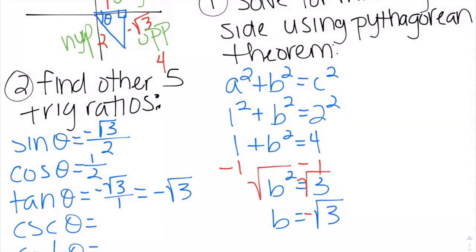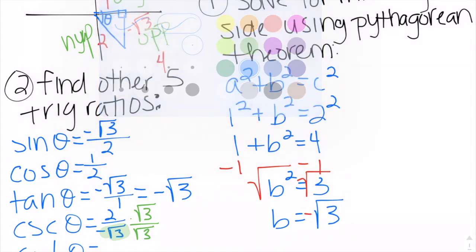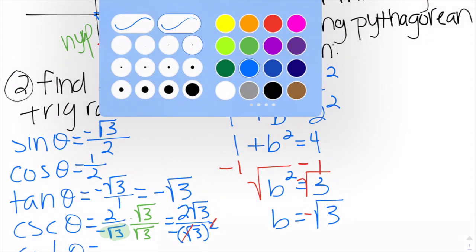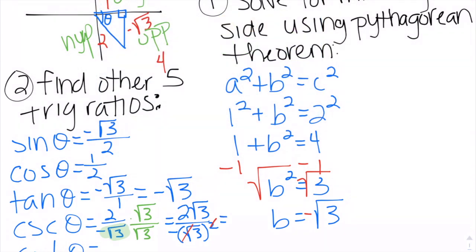Then we have cosecant of theta, which is the reciprocal of sine, so we're going to take our sine fraction and write the reciprocal, so that's 2 over the negative square root of 3. But we have this radical in the bottom, so we need to rationalize the radical by multiplying by the square root of 3 over the square root of 3. And then we get 2 square root of 3 over negative square root of 3 squared. And the squared and square root cancel. And that gives us 2 square root of 3 over negative 3.